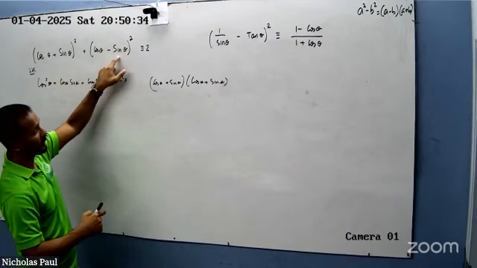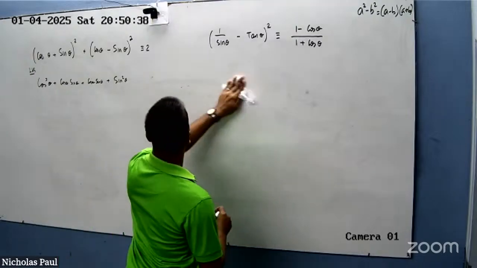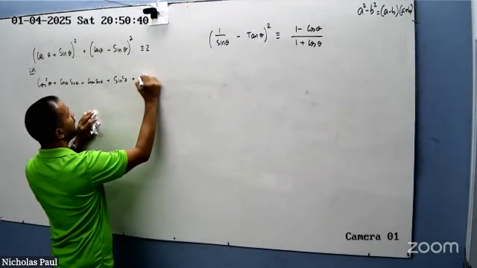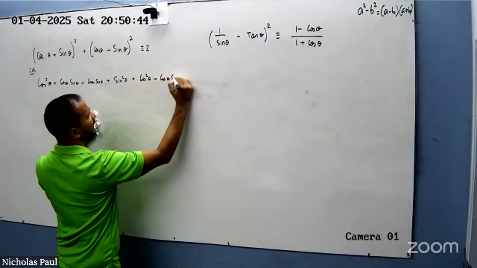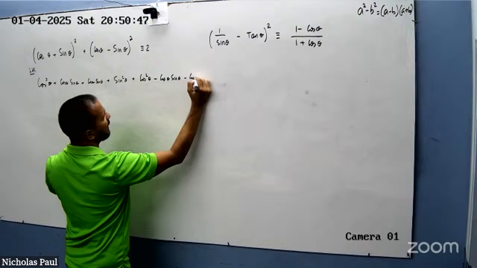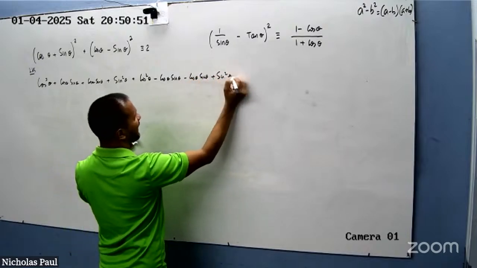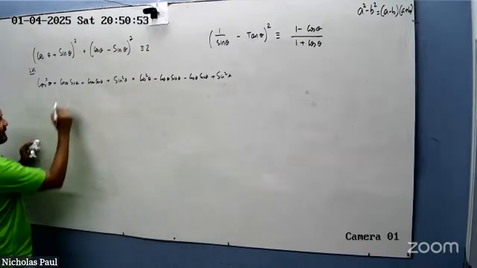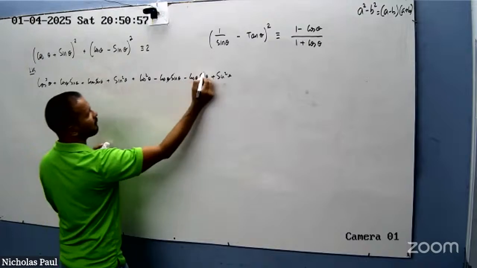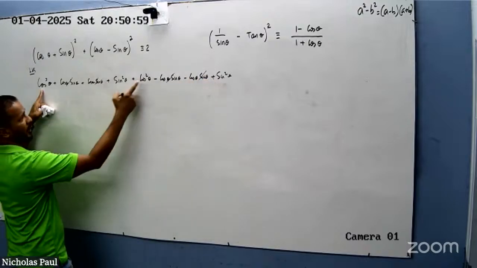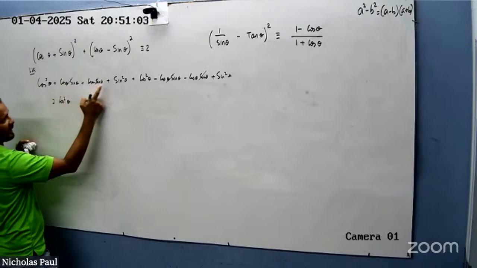I'm going to do the expansion of this one time. I'll end up with cos squared theta minus cos theta sine theta minus cos theta sine theta plus sine squared. What you will recognize is that this will cancel with this. And I have cos squared and cos squared, so that's 2 cos squared plus sine squared plus sine squared.